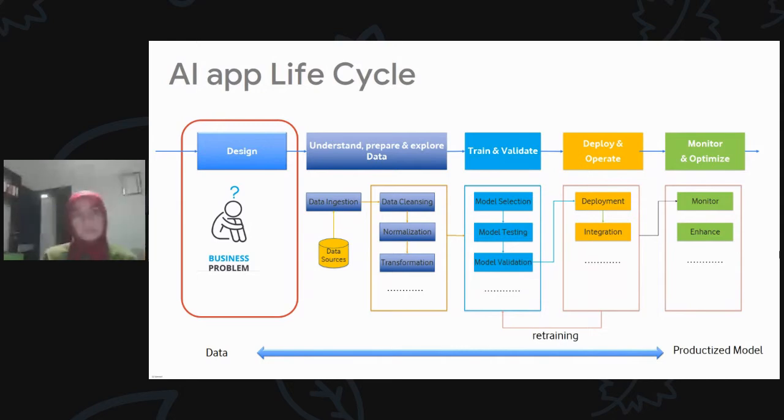And today I will focus on how to run a design sprint for the design phase and articulating the business problem. This doesn't mean that I cannot apply a design sprint for the other phases. No, I can. I can run a design sprint for data exploration or even for development and so on. It depends on the scope that you pick for your design sprint.